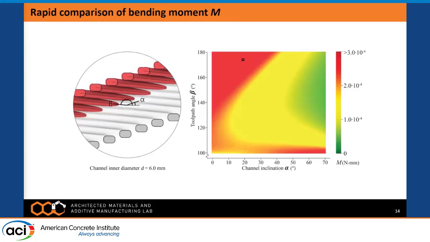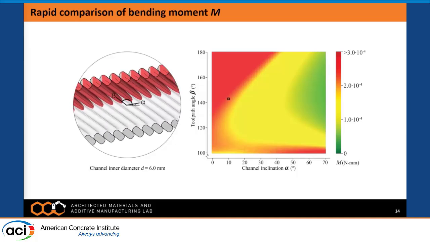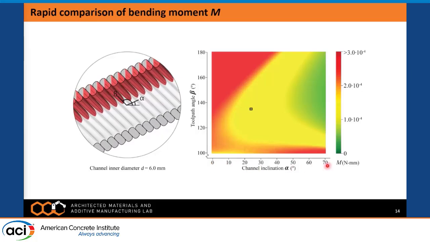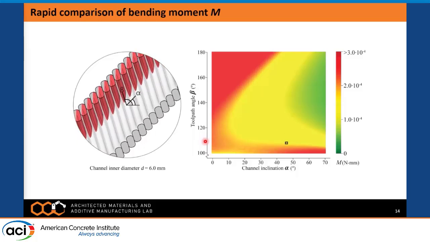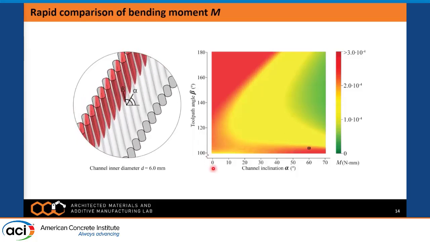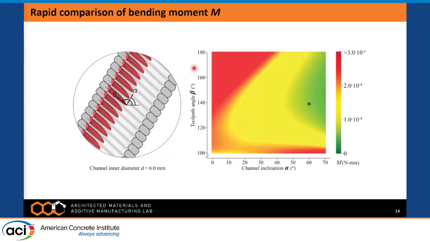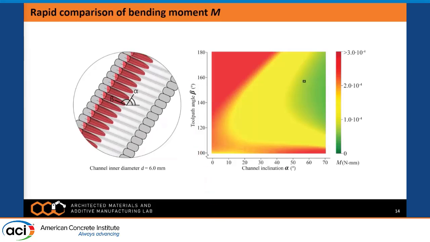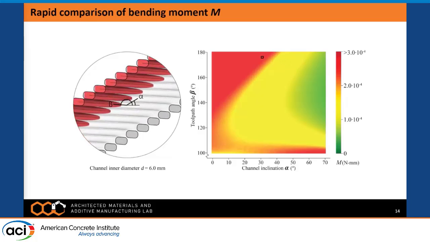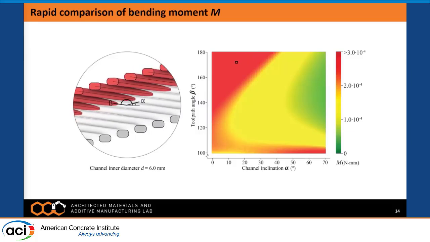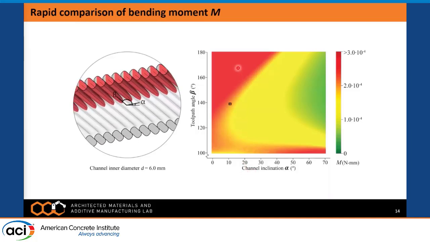The parametric nature of the script allowed for a rapid calculation of M for a large series of channels, for varying channel inclinations alpha and varying toolpath angles beta. Here we're showing the results for a channel with a diameter of 6 millimeters and channel inclinations ranging between 0 and 70 degrees and toolpath angles ranging between 100 and 180 degrees. As I mentioned previously, the reported M values are not an explicit prediction of filament deformation, but you can see that they do provide a comparative assessment of overhangs for a given channel inclination alpha.